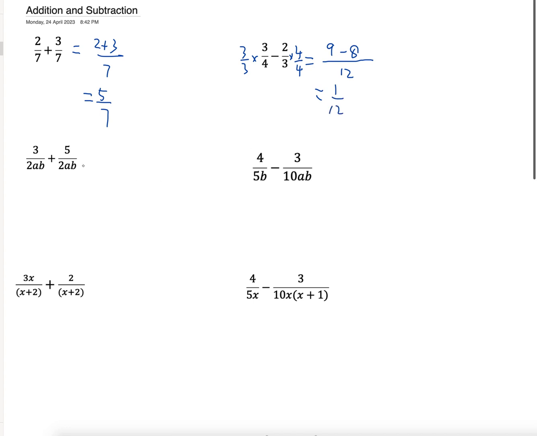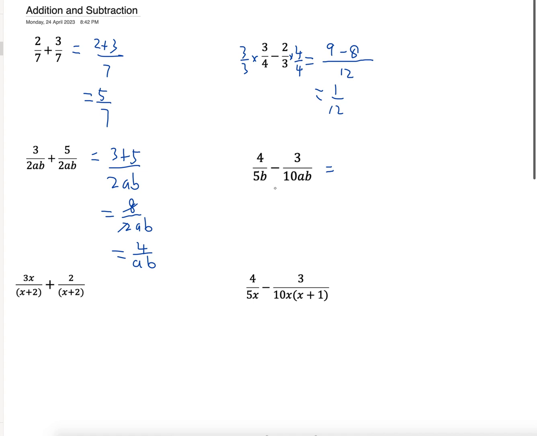So now we look at the algebraic case. You see that the denominator is the same, so we can just add the numerator. So we have 8 over 2ab, and we have to reduce this to 4 over ab.